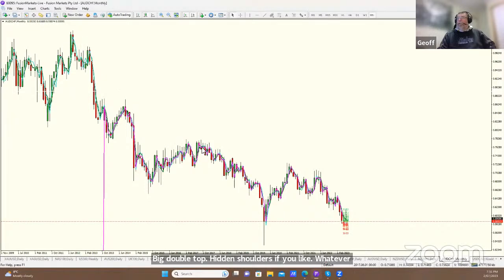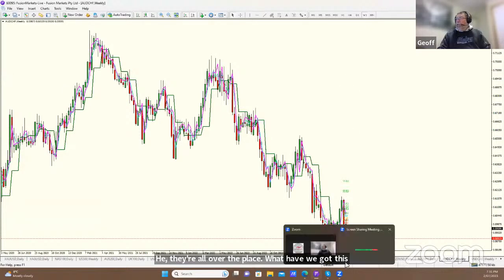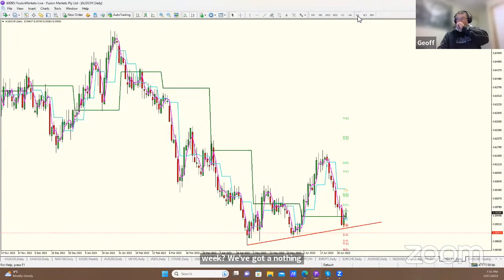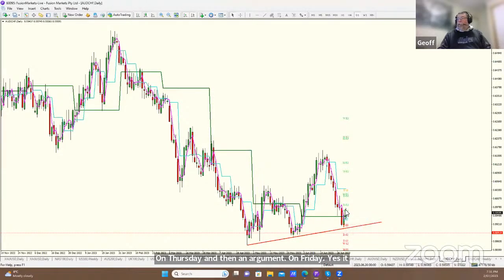This has been dominating price for the longest time. And once again, every time we get a key reversal bar, price continues to go short, right? Here, here, here, here. They're all over the place. What have we got this week? We've got a nothing bar, as I would call it. Pardon me, spinning top. Go to the daily. I've got a game changer bar on Thursday and then an argument on Friday. Yes, it wanted to go higher, but it didn't. Ultimately a little bit, but it came off its high. For whatever reason, I don't know why. Don't know what the news was happening around that point.